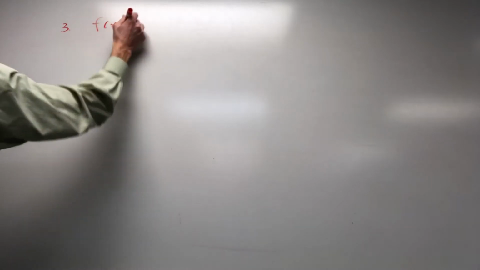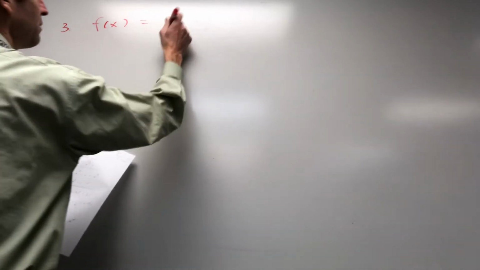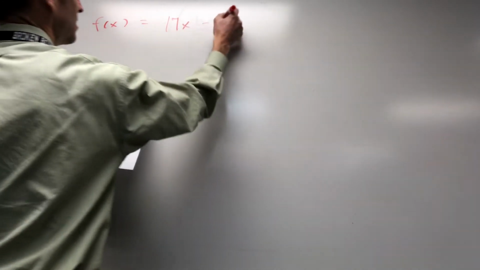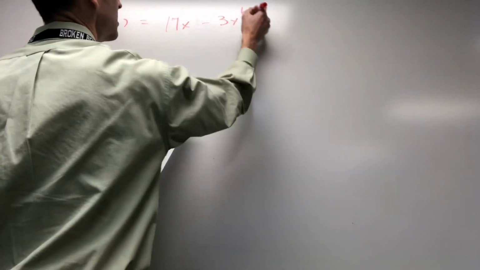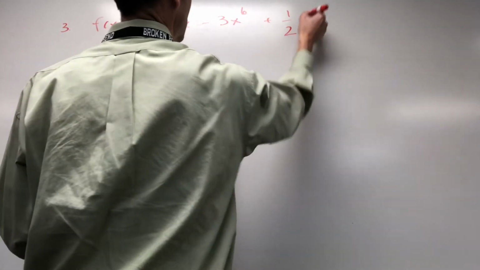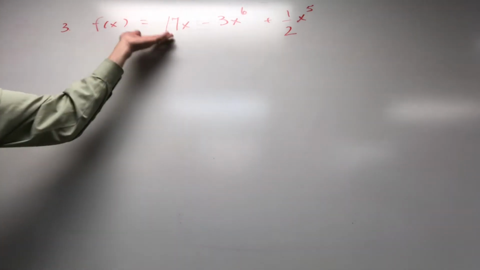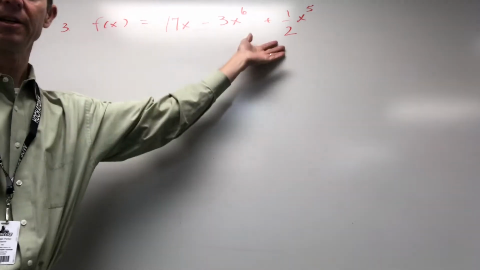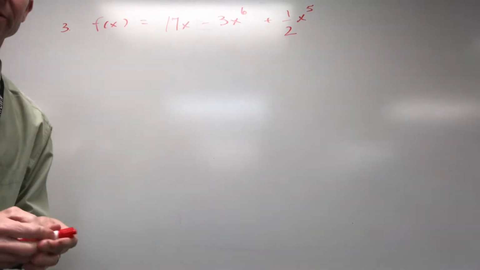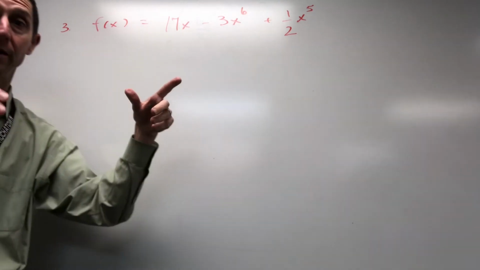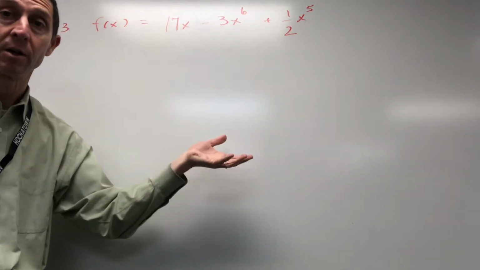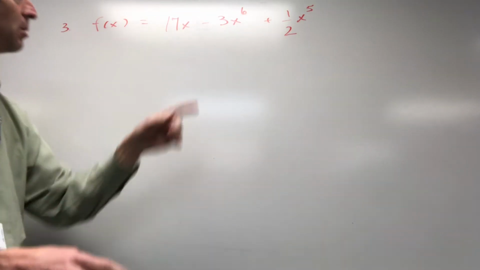All right, 1, 2, 3. Let me give you another one. So let's put in some coefficients this time. It doesn't matter how crazy the coefficients are. Like here's a 17, a -3, a fraction. Don't let those throw you off. Don't see 17 and think, oh, it's the biggest, it must be first. You've got to look at the exponents.